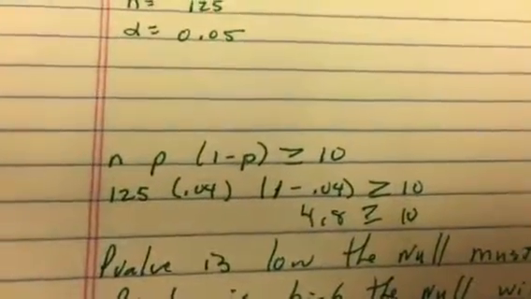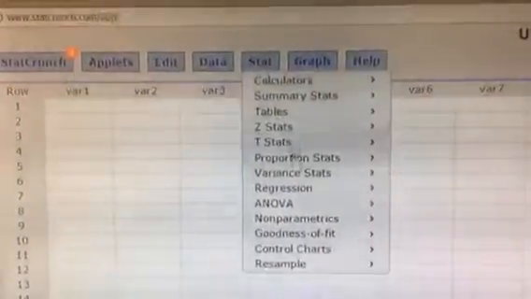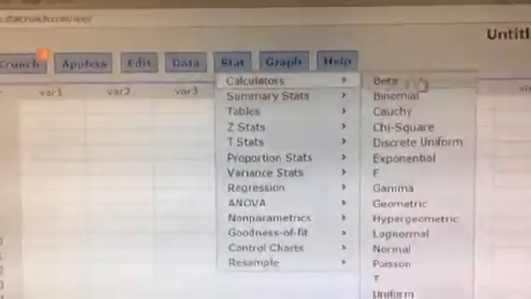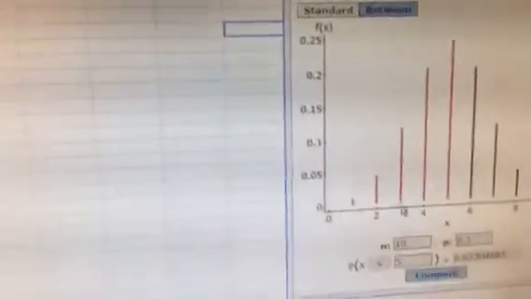When that happens, we cannot use the method that we've been using in StatCrunch. We have to use the binomial probability. So we're going to go to StatCrunch and we're going to go to Stat. We're going to go to Binomial under Calculator. And this is the one that we're going to have to use because our variance is too low.